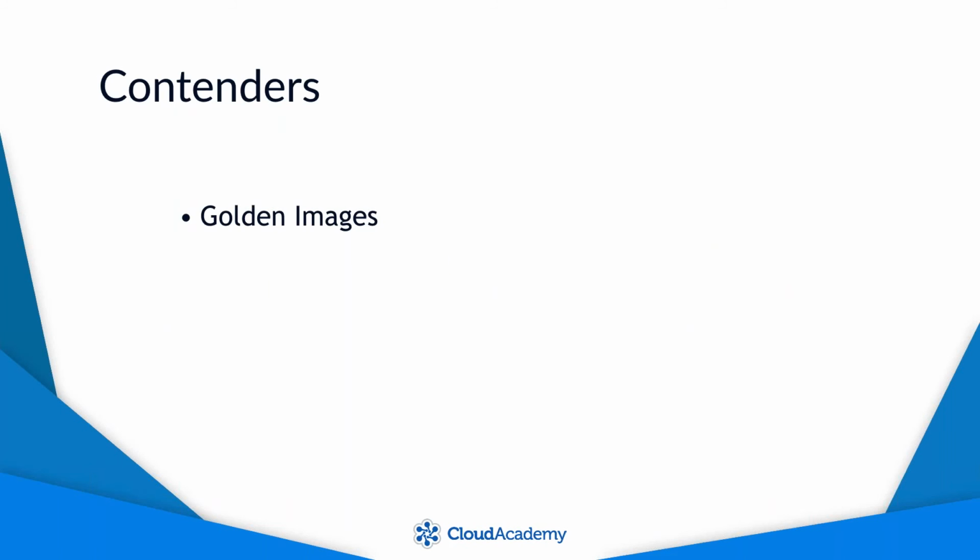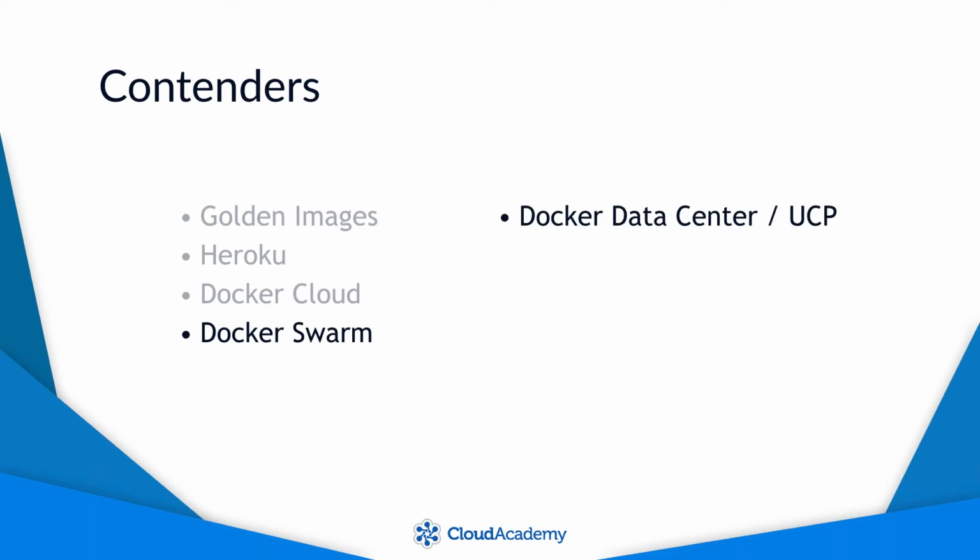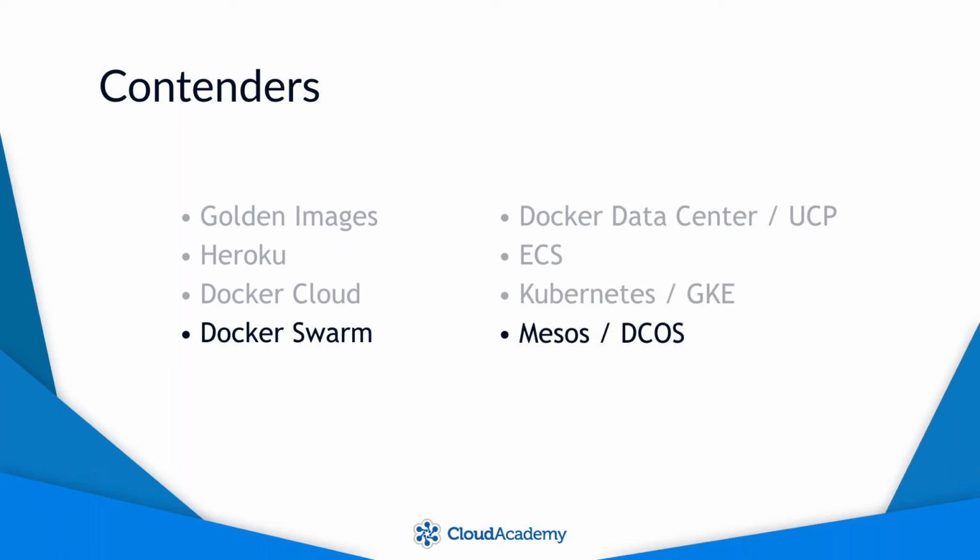In this session, we're going to talk about a few things. First, golden images, also using Heroku for Docker, Docker Cloud, Docker Swarm, Docker Data Center, also known as UCP, ECS, the Amazon offering, Kubernetes and the hosted version, Google Container Engine, and finally Mesos and DCS. I'm going to go through each of these options. This is just a small subset; there are many, many possible options, but I'll give you some pros and cons of each method to help you decide which one may or may not fit your organization or team based on your requirements.